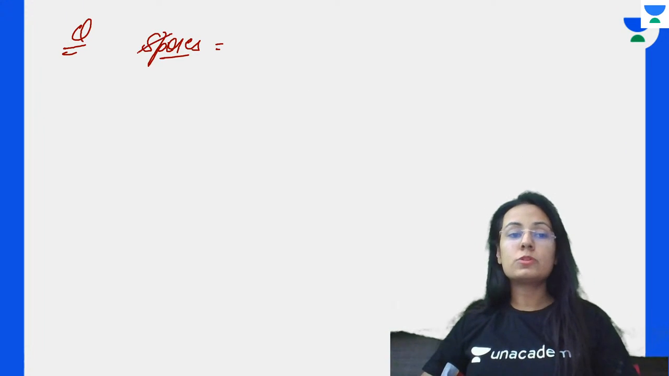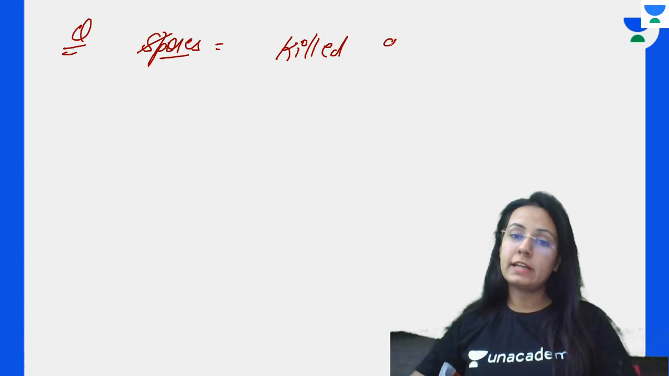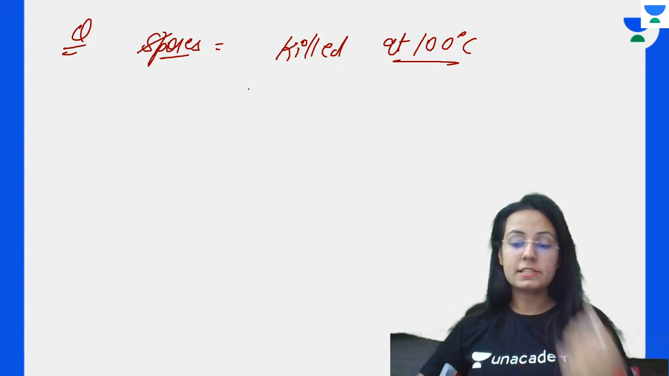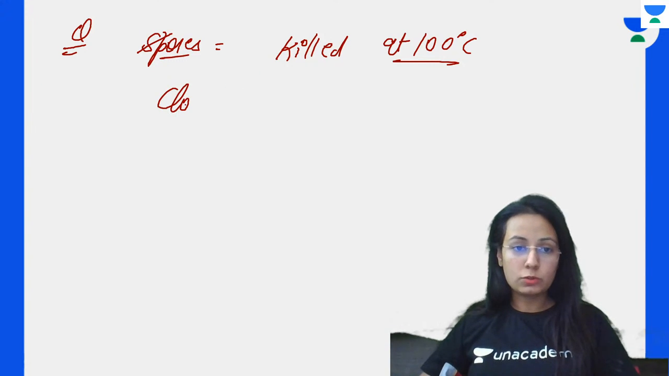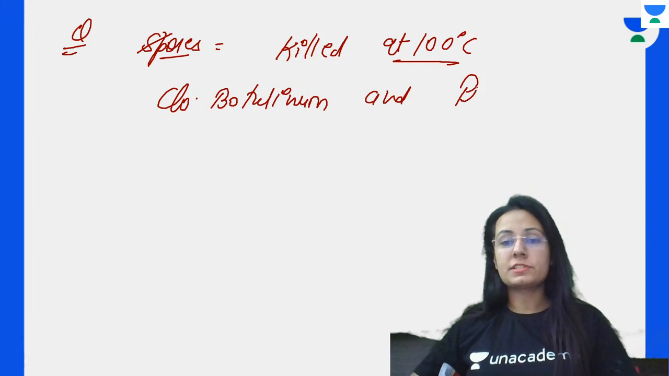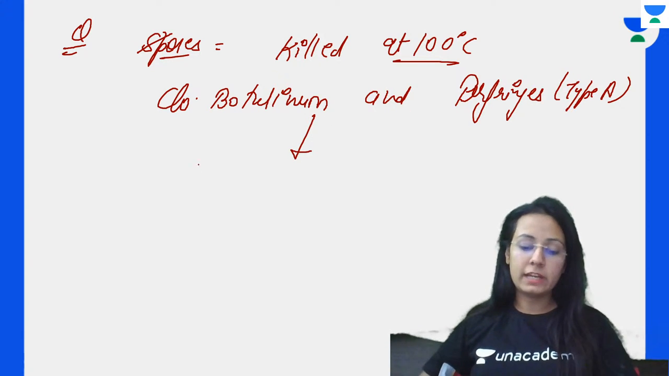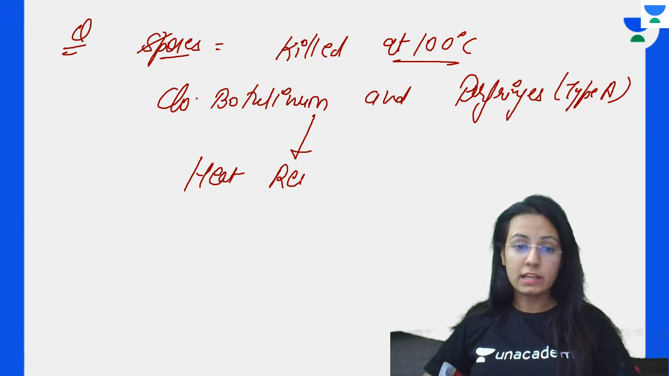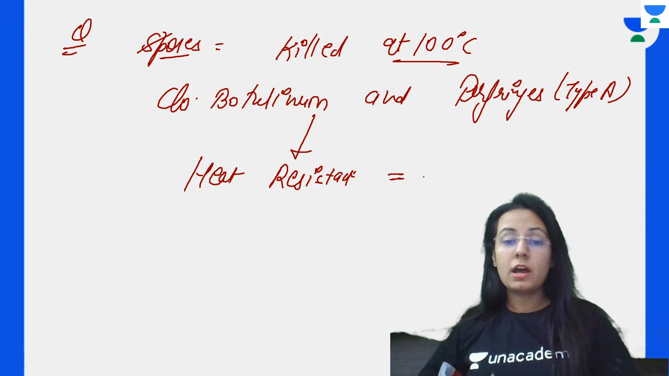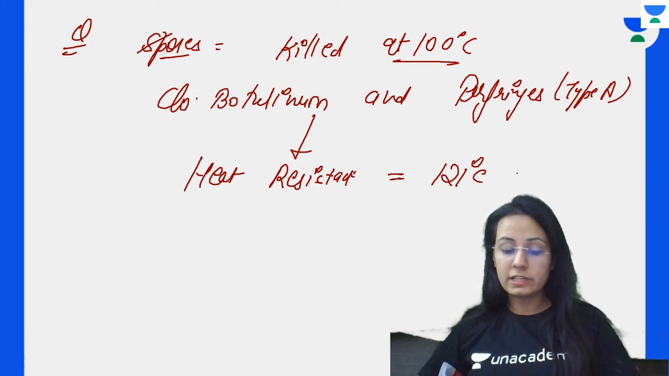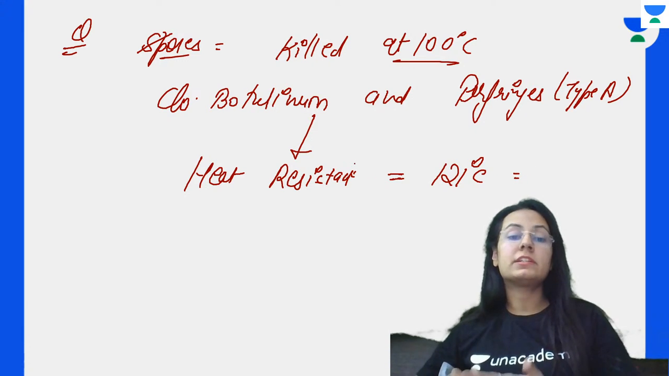Now, when we talk about the spores of Clostridium, they are killed at 100 degrees Celsius. But the exception again is the spores of Clostridium botulinum and Clostridium perfringens, mainly type A. They are very heat resistant. They can survive up to 100 degrees Celsius, and we need 121 degrees Celsius for 15 minutes for sterilization of the spores of Clostridium botulinum and perfringens.